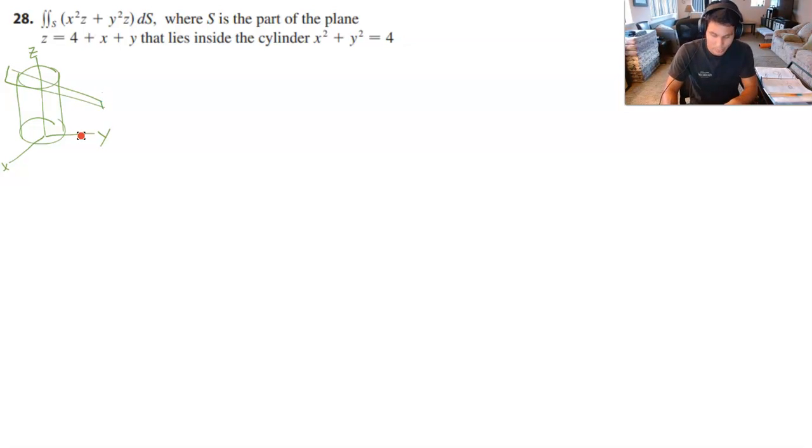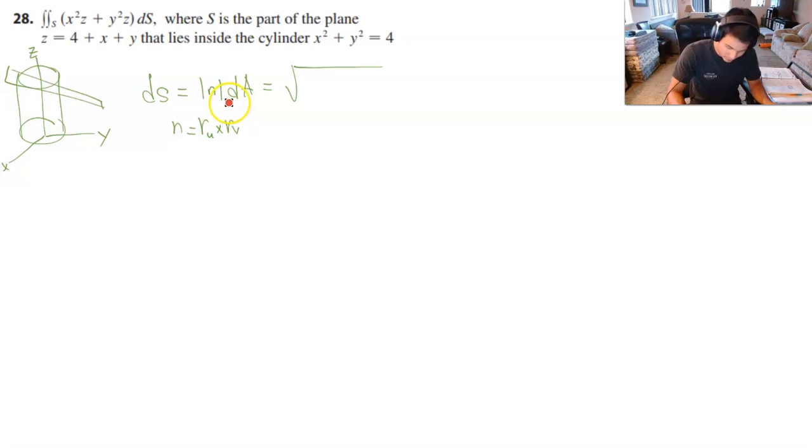But what we want to do is look at this integrand a little bit differently, and we want to know what dS is. Well, dS is equal to the same thing as n dA. And if you ask me what n is, it's usually the vector we write as r_u cross r_v equal to n, and then we take the norm of n. But since we have a surface with z as a function of x and y, we can write it as the square root of z_x squared plus z_y squared plus 1, and then dA.